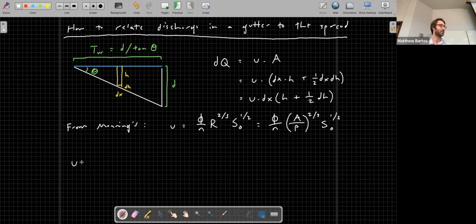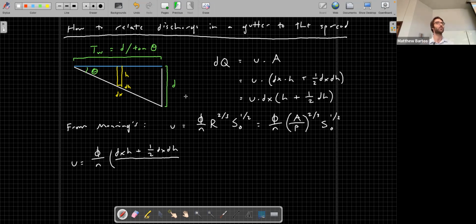Let's rewrite this out. So we have u is equal to phi over n times, we'll just plug in our formula for the area here. So we have h plus 1/2 dh for our area. Sorry, both of these are multiplied by dx. So we have dx h plus 1/2 dx dh on the top. What's an expression for the wetted perimeter?